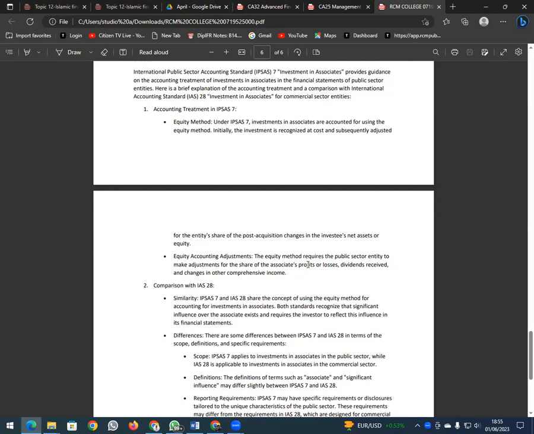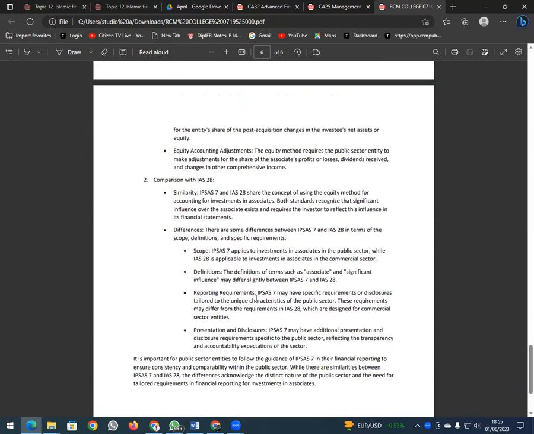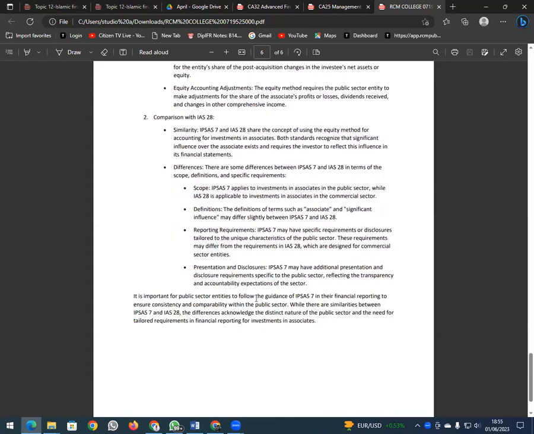That is very good, because associates in the government sector normally revalue their assets. And whenever there is any revaluation of assets, that extra value normally goes under what we call OCI, other comprehensive incomes. Now, comparison, I'm just trying to answer the question in full, comparison with IAS 28. Similarly, IPSAS 7 and IAS 28 share the concept of using the equity method for accounting for investments in associates.